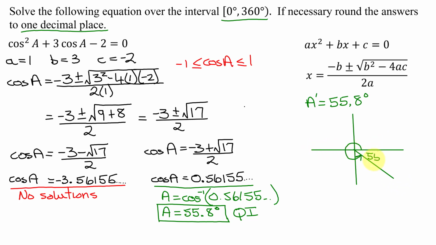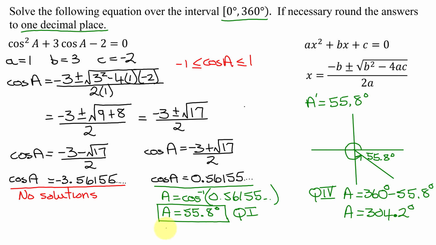So I know this angle is going to equal 55.8 degrees. So the angle I'm looking for in quadrant 4 is going to equal one whole revolution, which is 360 degrees, minus the reference angle of 55.8 degrees. So A is going to equal 360 minus 55.8, which is 304.2 degrees. So my second solution in the interval 0 to 360 is 304.2 degrees. And that is the angle that is in quadrant 4.